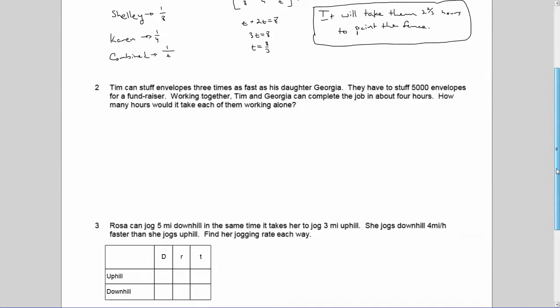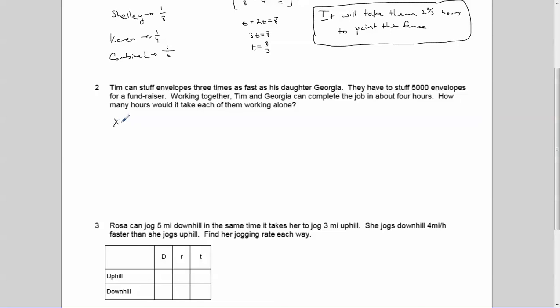Number 2 says that Tim can stuff envelopes 3 times as fast as his daughter Georgia. They have to stuff 5,000 envelopes for a fundraiser. Working together, Tim and Georgia can complete the job in about 4 hours. How many hours would it take each of them working alone? So here's the reverse situation of what we saw in number 1. We know the combined rate and time. We need to figure out the individual time.